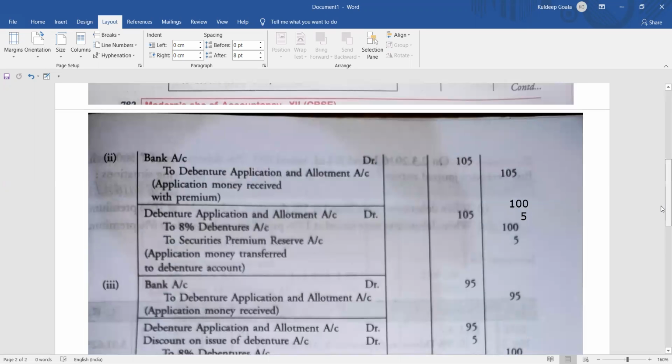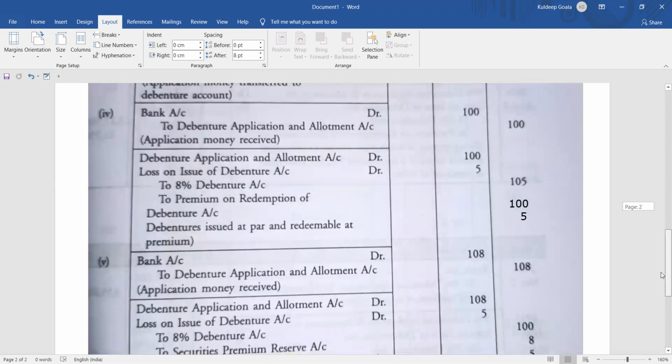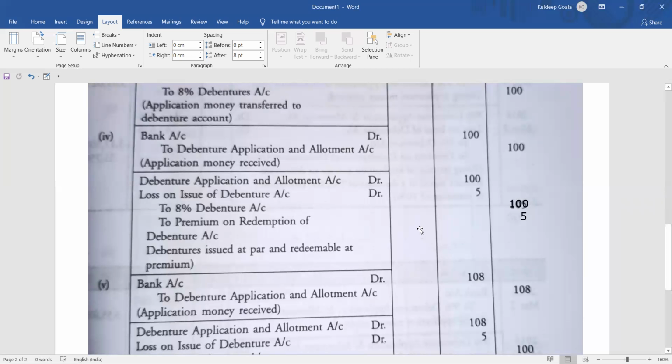This 5 rupees will come as loss on issue of debenture account. Loss on issue of debenture account, how much? 5 rupees, right? And why is there a loss? Because we are redeeming at premium. So that will remain as a liability till the time we repay it. At the time of repaying back, this premium account will be closed and we will pay. Now it will remain as a liability because in future we are going to pay it. To premium on redemption of debenture account 5 rupees. Okay, that is the case where debentures are issued at par and redeemable at premium.